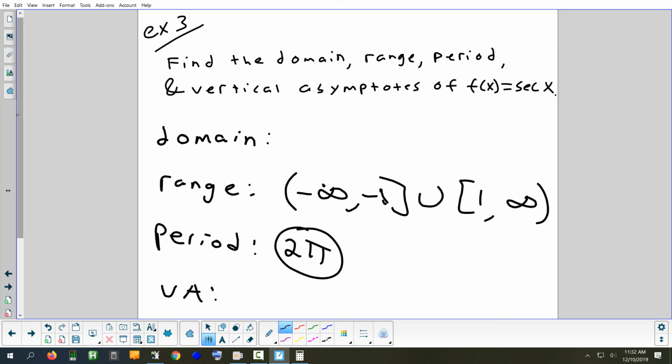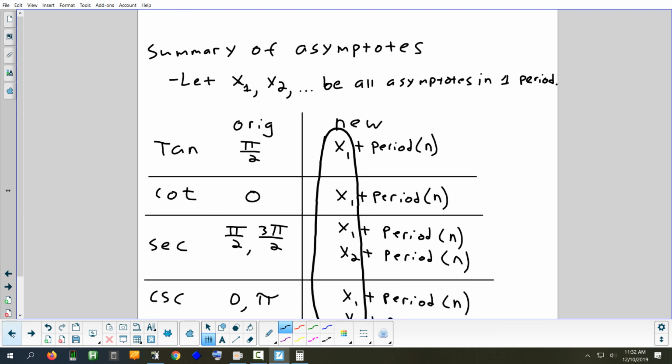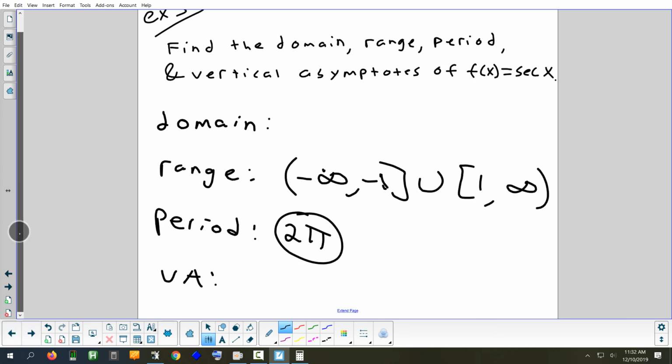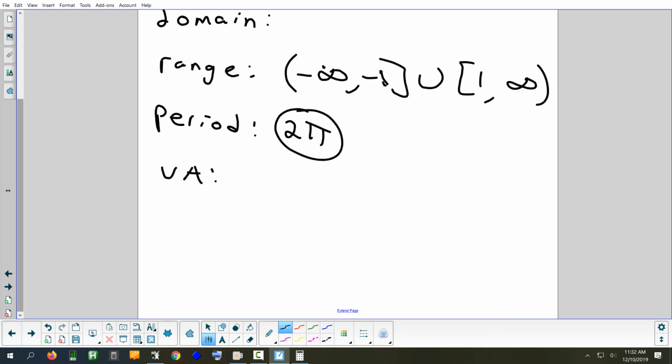Now, vertical asymptotes. Vertical asymptotes, or any vertical line, always starts out with what letter equals? X, just like I wrote in the table. It's always an x value. All right.